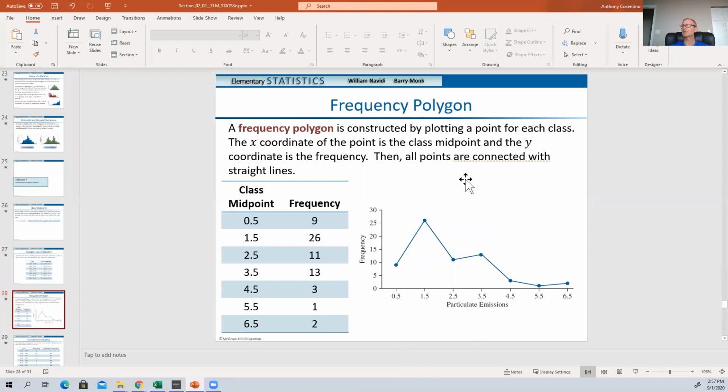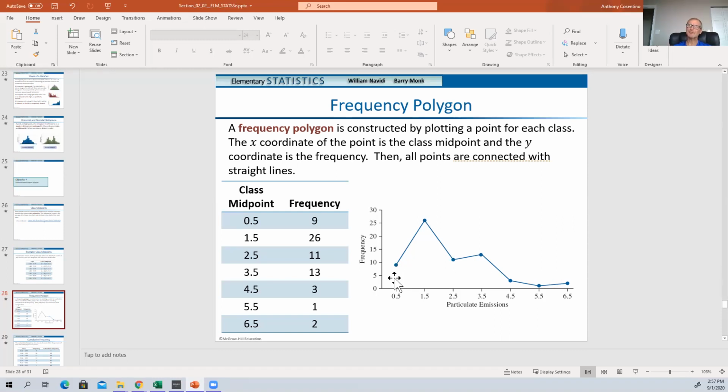Another one is this frequency polynomial. This is usually done if you wanted to do, basically, a line graph. What you're doing is taking each one of these frequencies and putting it into the midpoint of the class. So 0.5, 1.5, 2.5. And you could see that the first point is 0.5, 9. Second point is 1.5 and 26. And we just basically connect the dots with a straight line. And that's what we call a frequency polynomial.